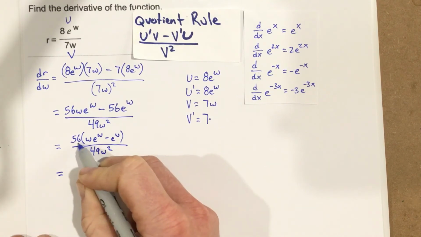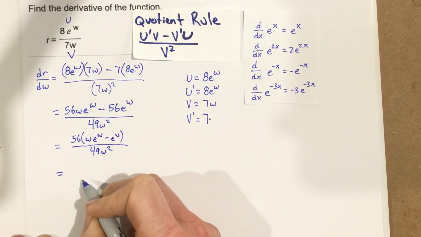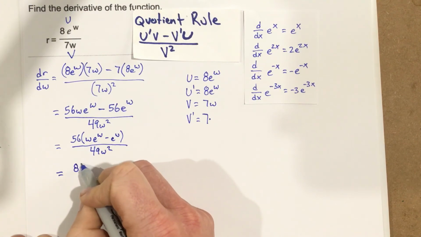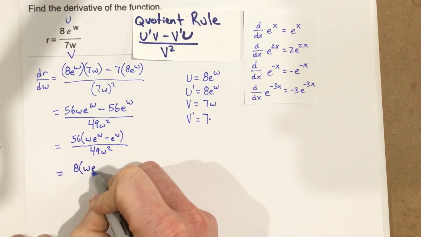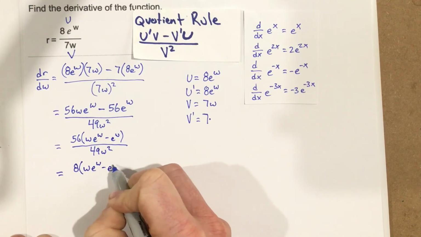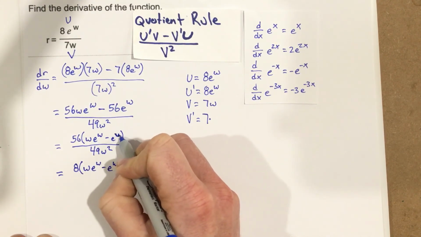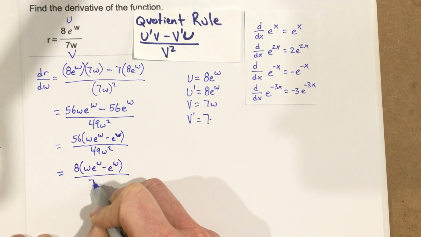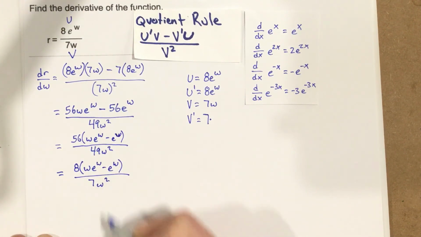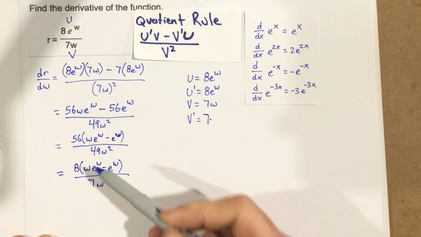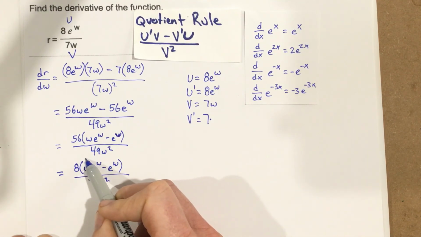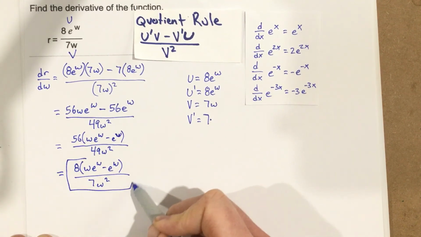Let's go ahead and divide each of these by 7, and we end up with 8w e to the w minus e to the w all over 7w squared. So now at this point we could distribute this back out. Don't really need to. This is the derivative of r with respect to w.